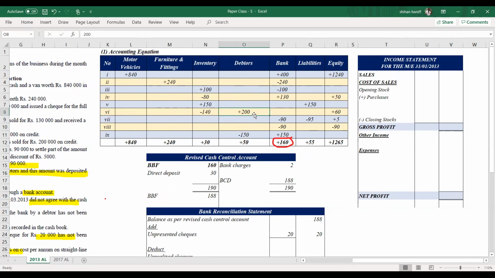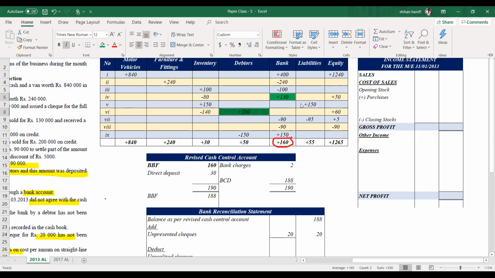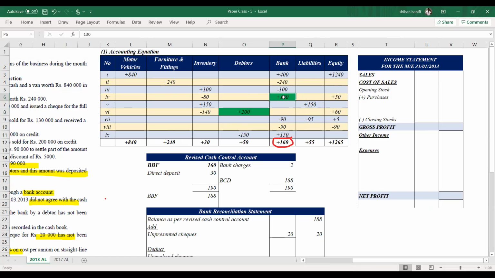Sales, we had cash sales and credit sales. These two. Two sales. Right? There was cash sales of 130 plus there is credit sales of 200. So total sales 330. Total sales 330.